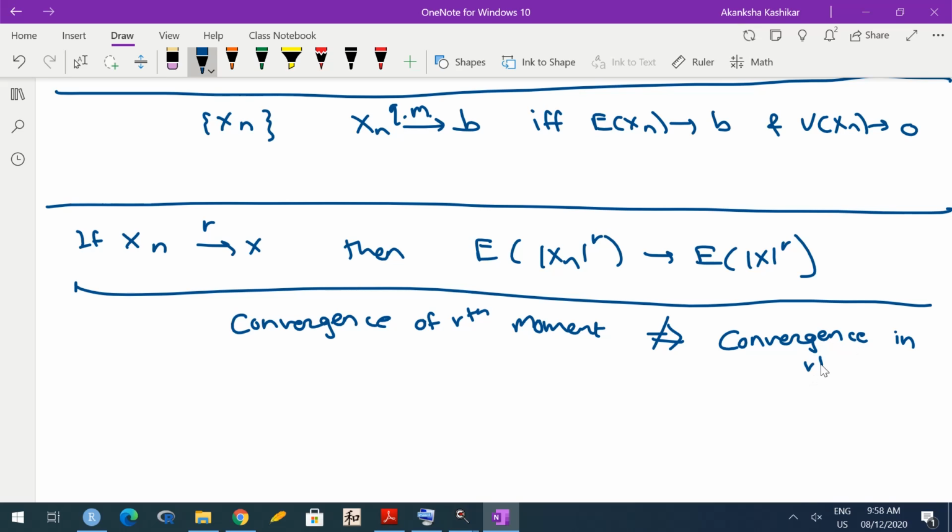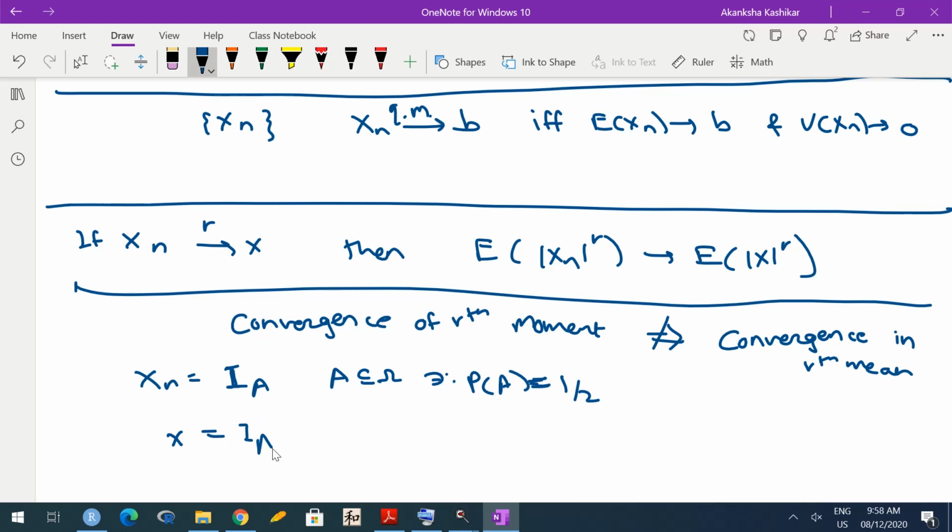Let us see one example to check this. Suppose Xn is an indicator variable. So Xn is the indicator of some set A. So basically my random variable is free from n. For some A which is a subset of omega such that the probability of A is half. So Xn is defined as this, and let me define X as the indicator of A complement. But the probability of A complement is also going to be half.